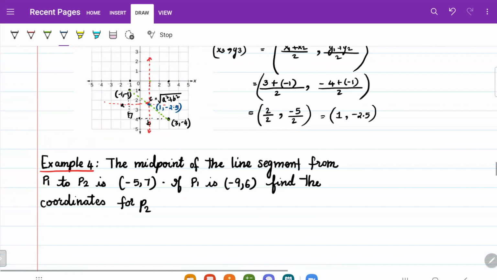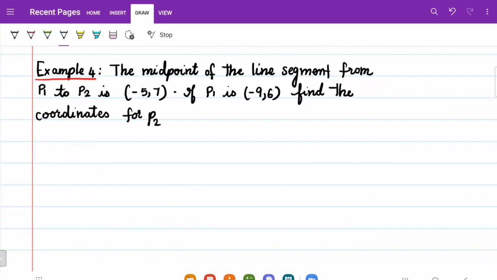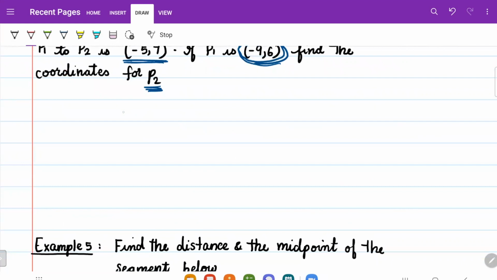Let us now do another example. This is a little bit different. Here we are given the midpoint, which is minus 5, 7, and we are given one of the points, which is minus 9, 6, and we want to find the other point. So basically, let's write our formula again. We have x3, y3, which is our midpoint, is the average of the x coordinates and the average of the y coordinates.